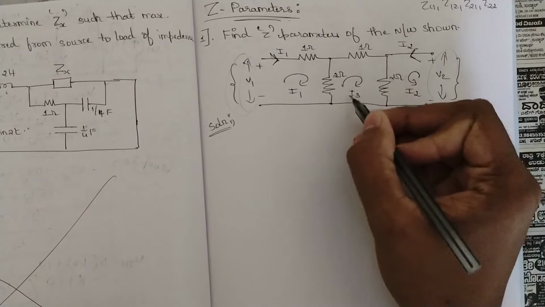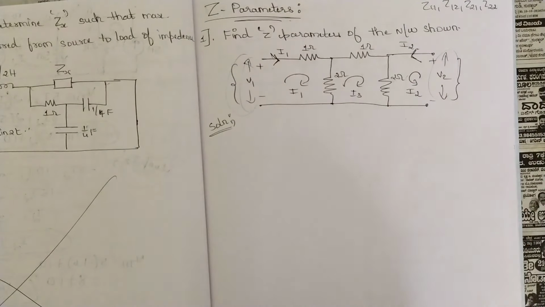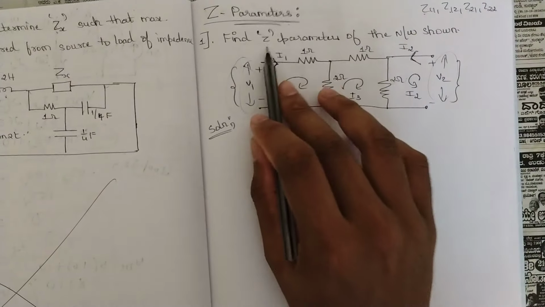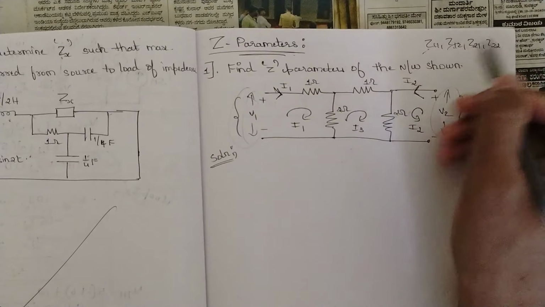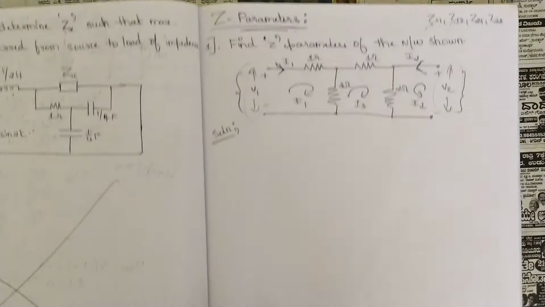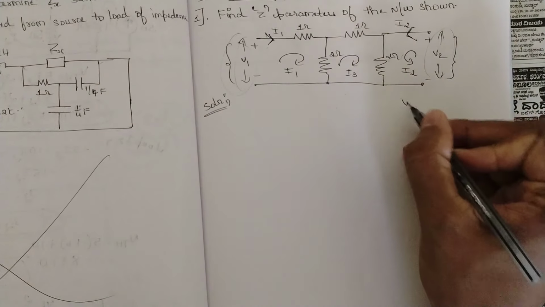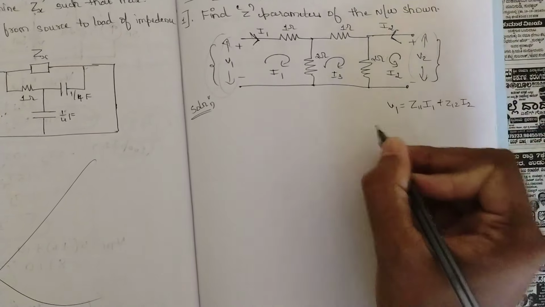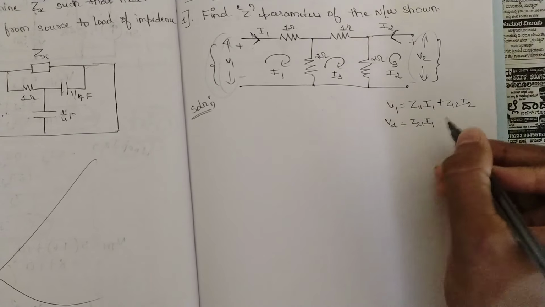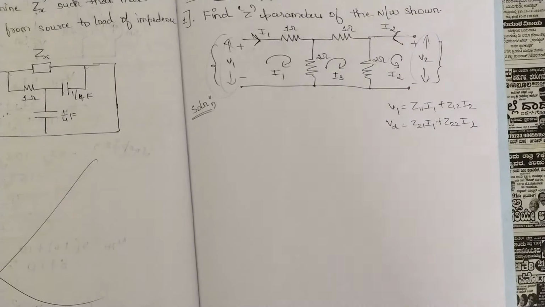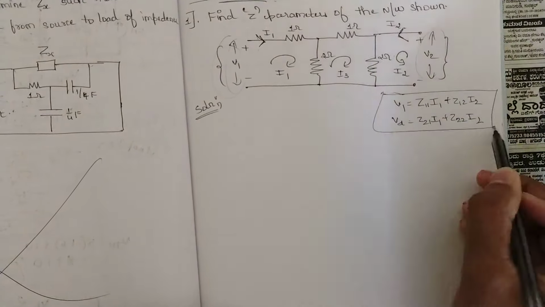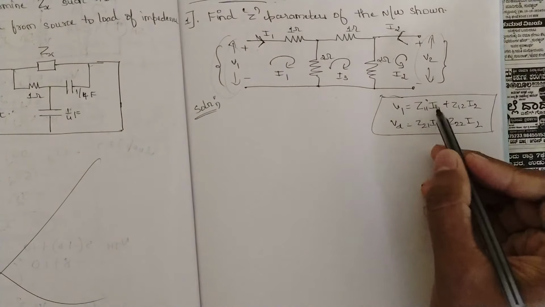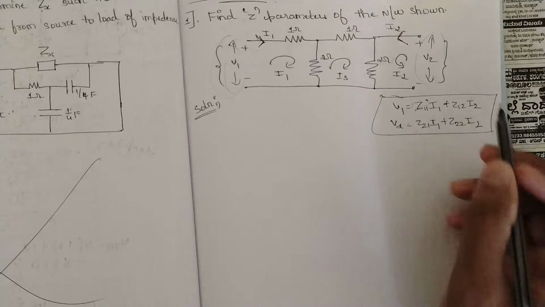I have mentioned here and named this one unknown loop I3. We should solve the problem so that we get all the coefficient values, that is, the Z parameters Z11, Z12, Z21, Z22. The general equation for Z parameters, which I write here, is V1 is equal to Z11I1 plus Z12I2, and V2 is equal to Z21I1 plus Z22I2. Using any method, mesh analysis or node analysis, we should bring the equations into this form so that we get the coefficients of I1 and I2.